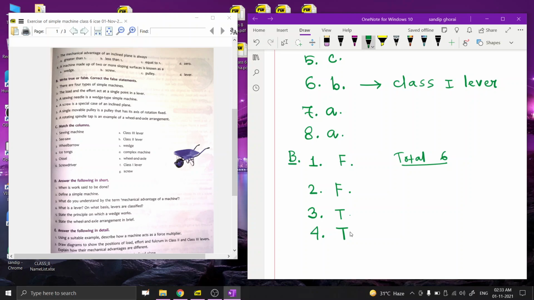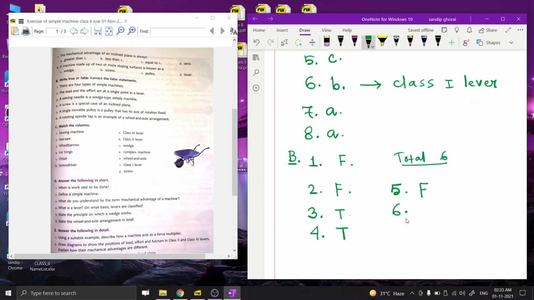Now we move to question number 5. A single movable pulley is a pulley that has its axis of rotation fixed. Actually, this statement is false. Why? Because we already know the difference between a single movable and a single fixed pulley. For a single fixed pulley, the axis of rotation is fixed, but for a single movable pulley, it is not fixed. So the statement is wrong, or false.